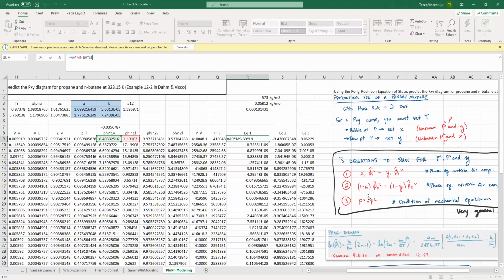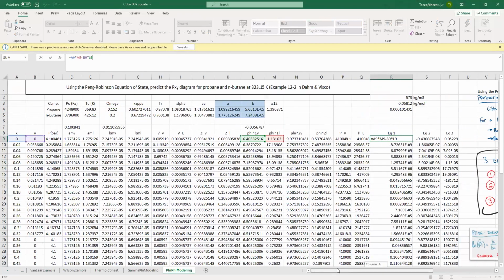So I've got x1, phi1 liquid. So x1 is A9, phi1 liquid is M9, minus y1 times phi1 vapor. And because x and y are both 0, this one will obviously be 0. This one's a little bit harder to solve for because of these zeros, like I said. So when I was using solver to troubleshoot it, I was always doing it with the second data point here.